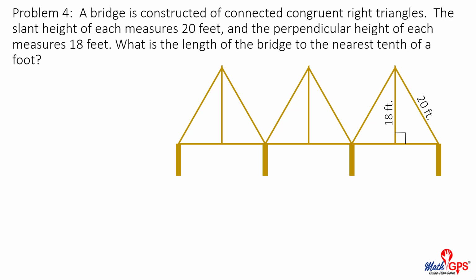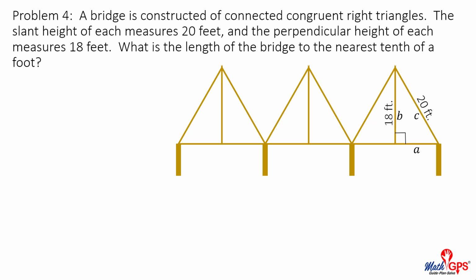Problem 4. A bridge is constructed of connected congruent right triangles. The slant height of each measures 20 feet and the perpendicular height of each measures 18 feet. What is the length of the bridge to the nearest tenth of a foot? Identify the two legs of the right triangle as A and B. Identify the hypotenuse as C. The Pythagorean theorem can be used to find the missing measure of the triangle's base. A squared plus b squared equals c squared.